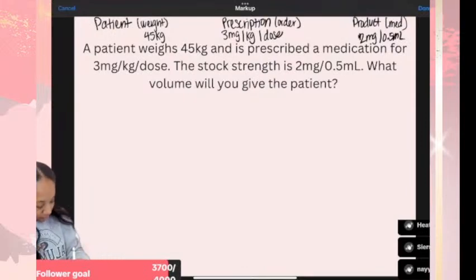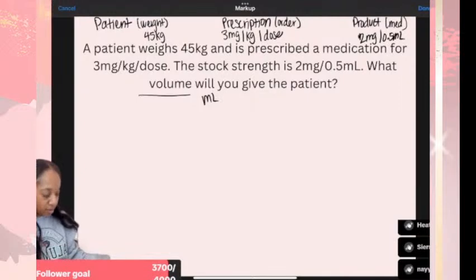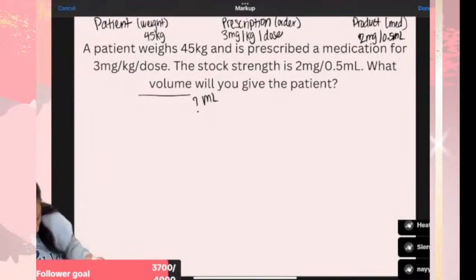So we are looking for volume. So that's going to be milliliters we will give to the patient. So we're looking for mLs. I'm going to start with mLs on the top. So that's going to be my last P, right? So 0.5 milliliters over 2 milligrams.